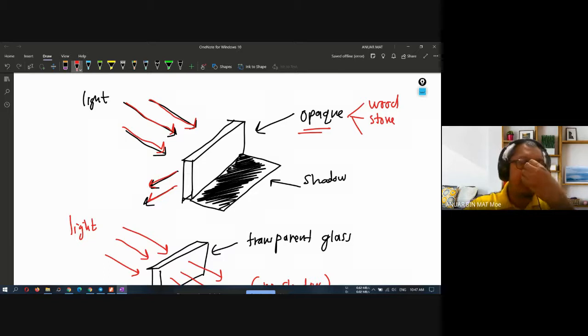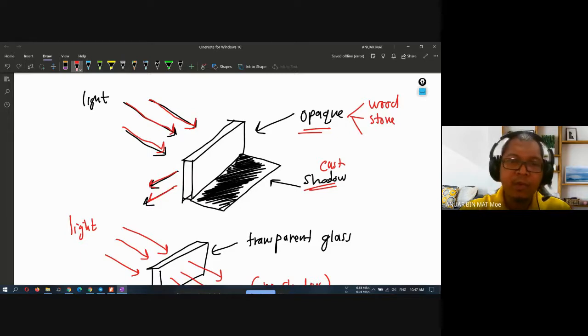Any object that does not let the light pass through it, this is what we call an opaque object, and then it will cast a shadow. Okay, and then the shadow will form according to the shape of the opaque object.